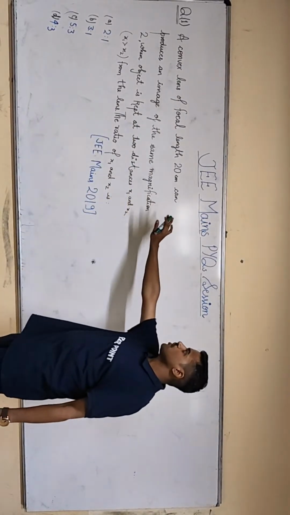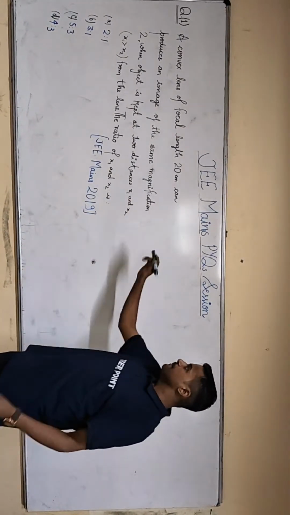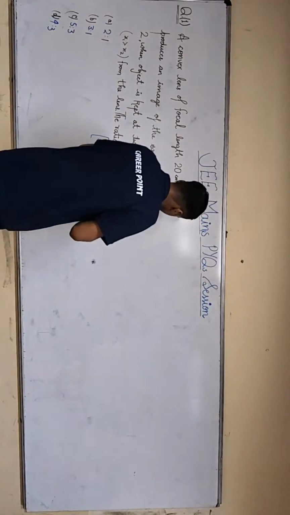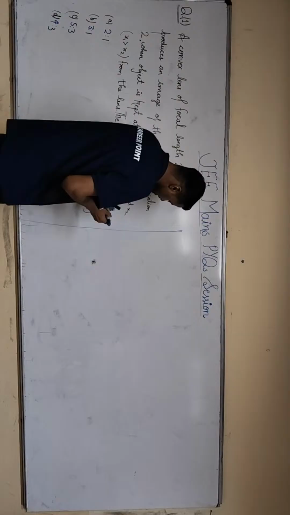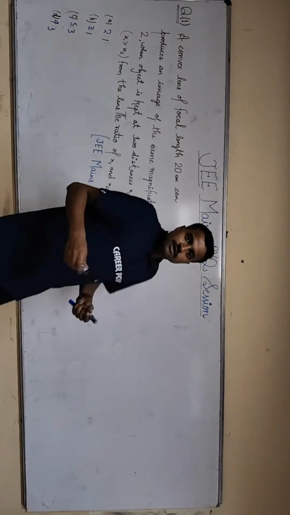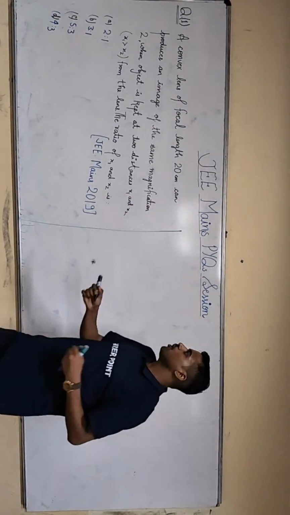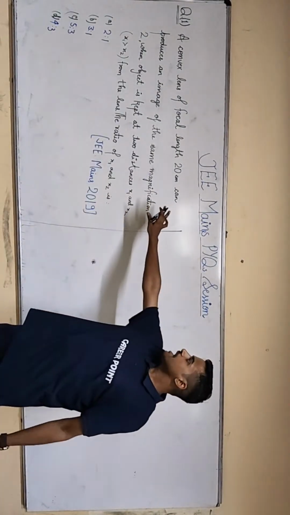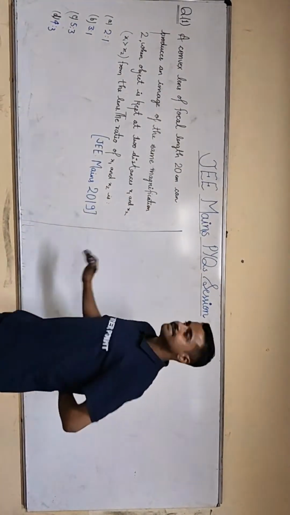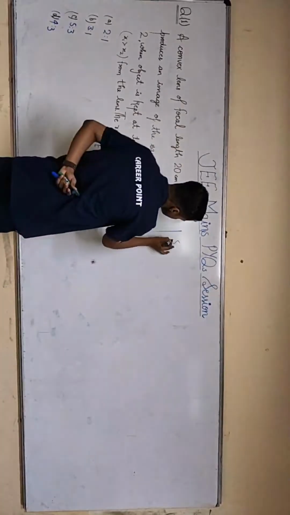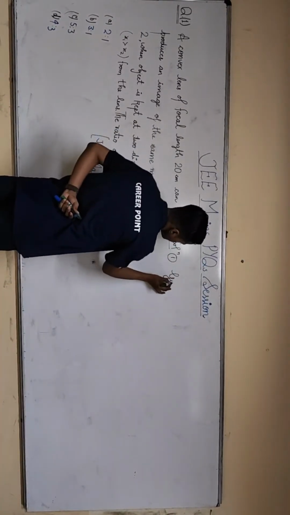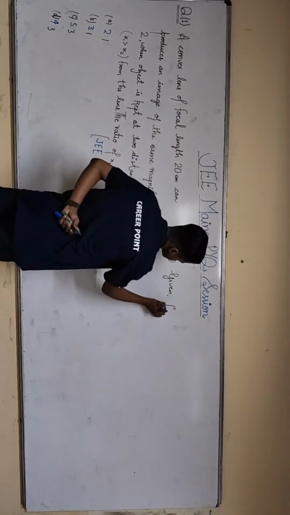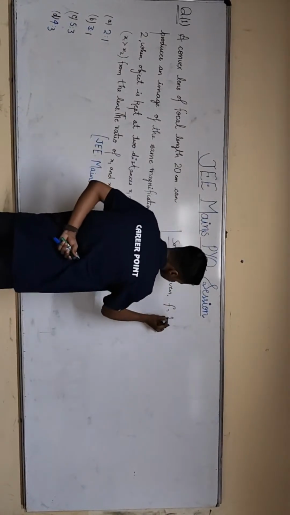A convex lens of focal length 20 cm. The best approach to solving this question is, first of all, to write down the data given in the question. The focal length of the convex lens is equal to 20 cm. Solution number 1. Given: focal length is 20 cm.